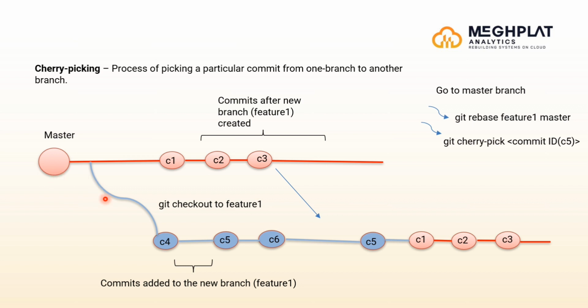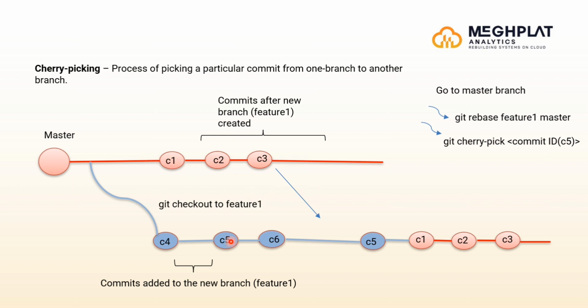In this master branch, we are taking another branch with git checkout, called feature one. So basically, I'm creating a new branch called feature one. Then we are switching to the feature one branch and making some commits, that is C4, C5, C6. These changes are made after we branch from master. Here we already have some commits, C1, C2, C3, in the master branch.